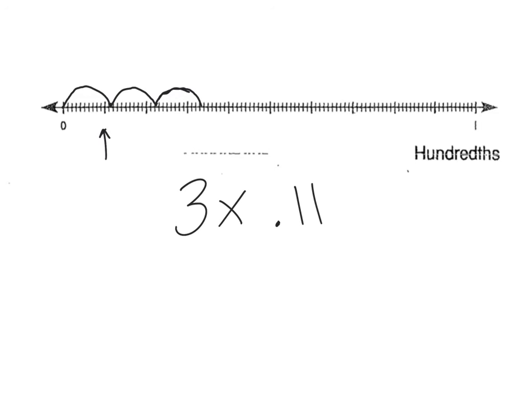And that's because if I look at this model here, my problem is 3 times 11 hundredths. Well, I've got my 3 groups. I've got my 3 jumps, basically. That's what that means there. So that's where the 3 comes from. And then every jump was 11 hundredths. And then wherever I landed, I'm going to put a bigger dot here. Wherever I landed should be my answer.